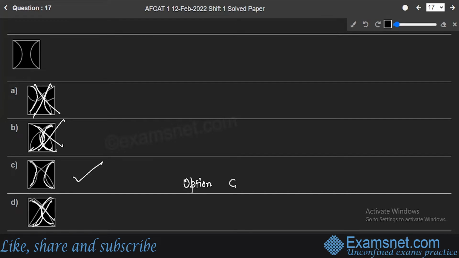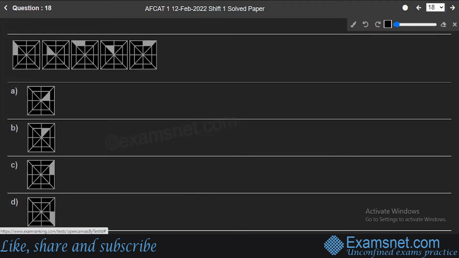And if I'm looking at this figure very closely, we find that the problem figure is embedded in this option C figure, right? Next is question number 18.